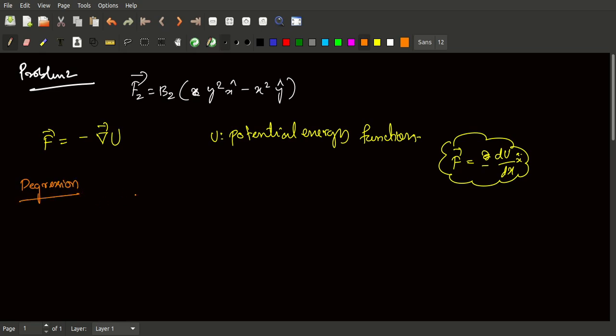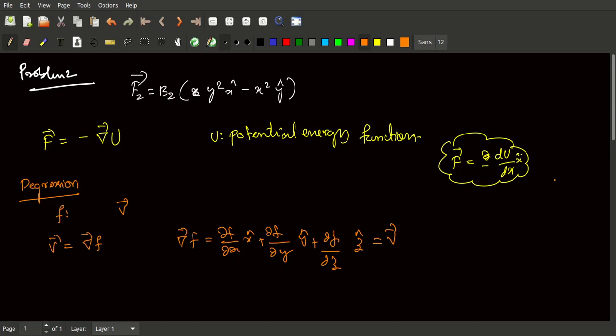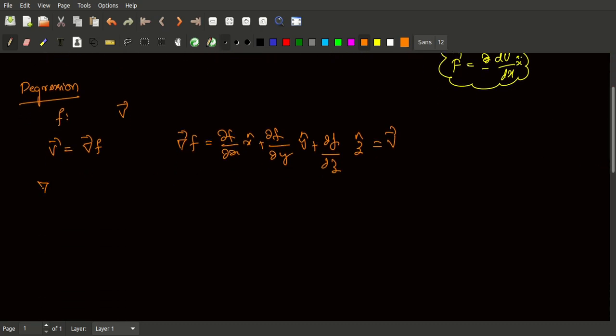Let's say we have a function f and a vector v. This vector v is defined as the gradient of this function f. Gradient of f is equal to del f upon del x, x cap, plus del f upon del y, y cap, plus del f upon del z, z cap. This is your vector v. Now if I take the curl of v, that is del cross v, I will get del cross del f. So what is this del cross del f?